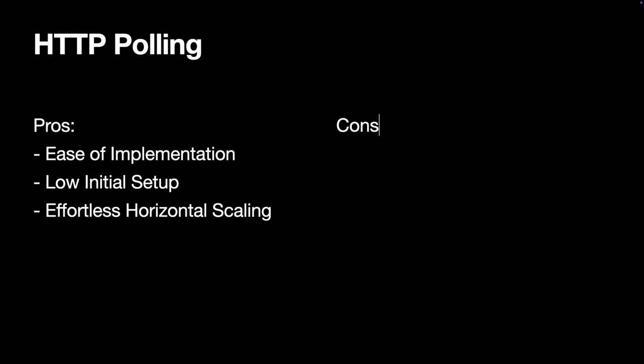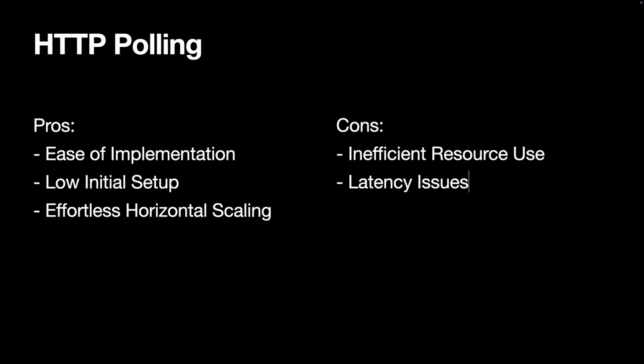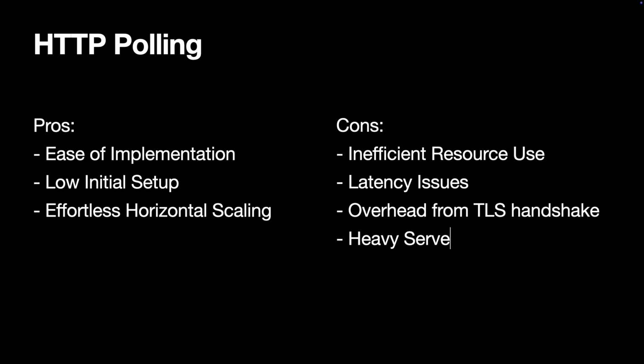Cons: inefficient resource use. Regular requests can drain battery and consume unnecessary bandwidth even when no updates are available. Latency issues. Updates might be delayed if the polling interval is too long. Overhead from TLS handshake and HTTP headers. Repeated connections introduce significant overhead, especially for small updates. Heavy server loads. Repeated polling can put a strain on server resources when many clients are involved.